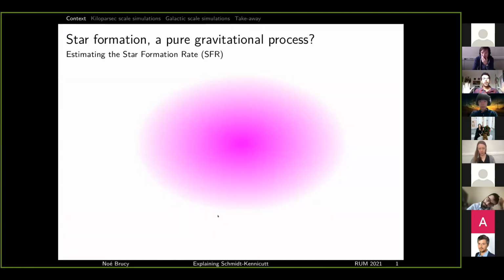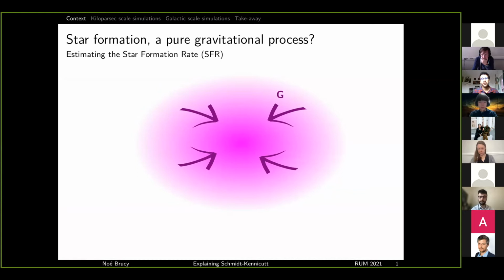So if we just consider a very simple model of star formation, you can just consider that star formation occurs when a massive cloud of molecular gas collapses under its own gravity and then forms stars. And if you want to get a rough estimate of how much star you form by unit of time with this process, with only gravity considered, you would divide the mass available in the cloud by the free fall time, so the time needed for the gas to collapse.